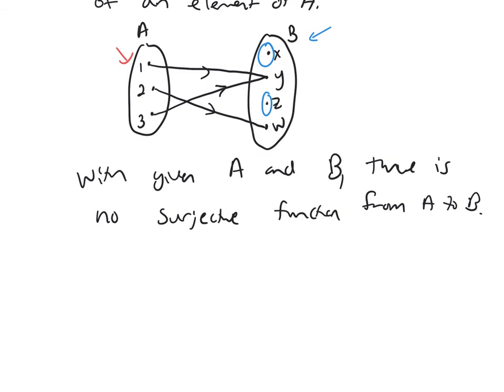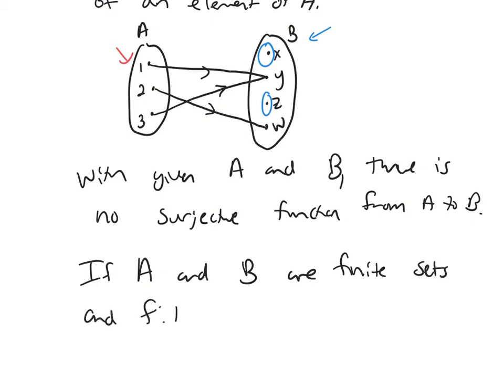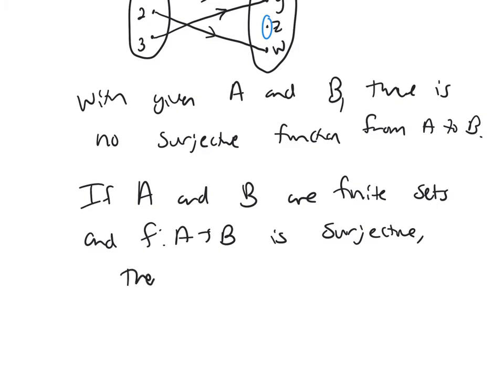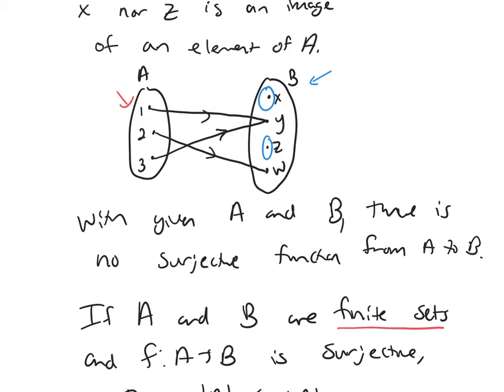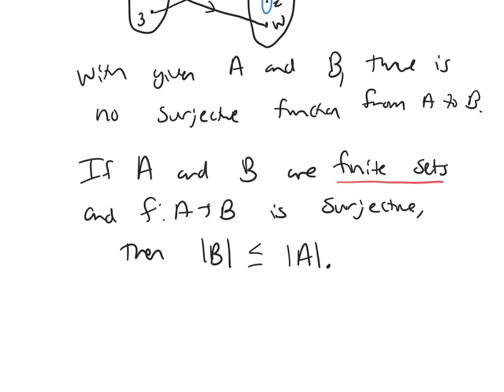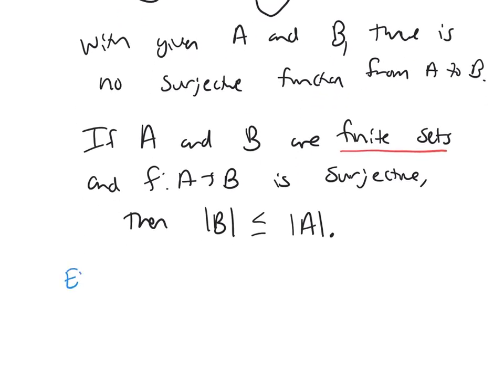So in particular, I'll say if A and B are finite sets and f from A to B is surjective, then the number of elements in B is less than or equal to the number of elements in A. And again, this only works if these sets are finite sets. So in this case, I said there was no surjective function from A to B, but if I flip it and instead write a function from B to A, your codomain would have smaller size. So I could have a surjective function then.